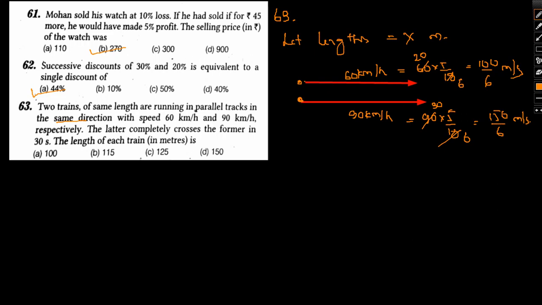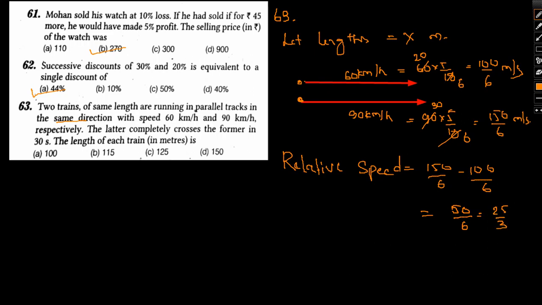Now since they're traveling in the same direction, their relative speed will be subtracted, that is 150 by 6 minus 100 by 6. I've kept it in this form for simpler calculation. It turns out to be 50 by 6 or 25 by 3 meter per second. Since they're going in the same direction, by mistake I drew the opposite direction.